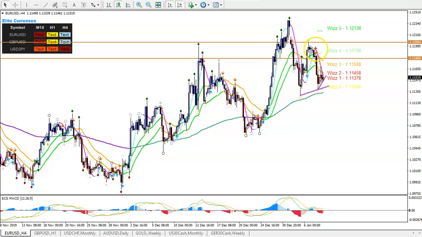Okay, and here we had a kind of a failure to follow through to the upside. So ultimately looking more like this kind of pattern, a bigger ABC down. For the moment, that could take price, for instance, down to 110 support zone and the round level.